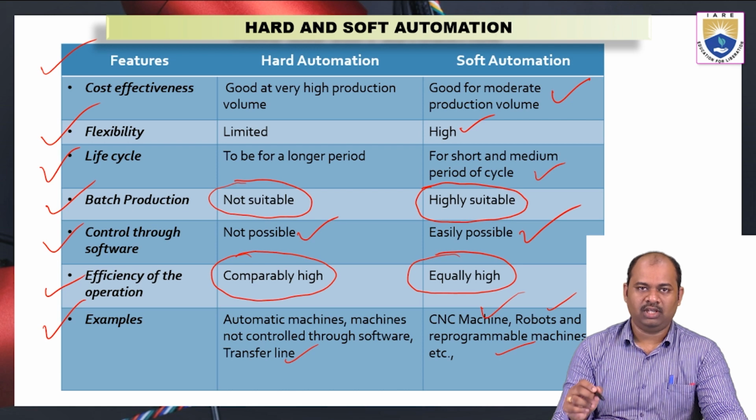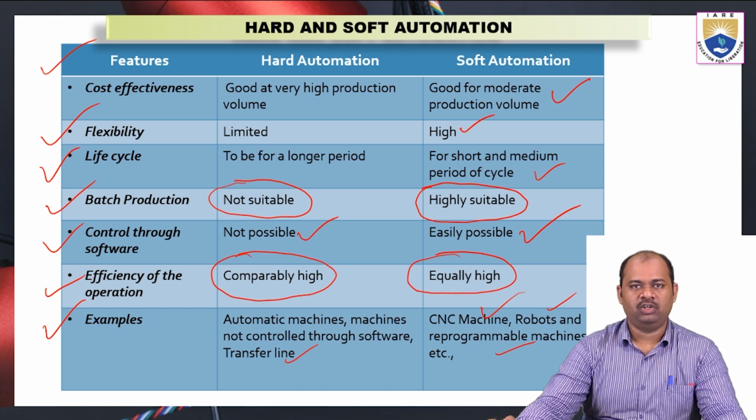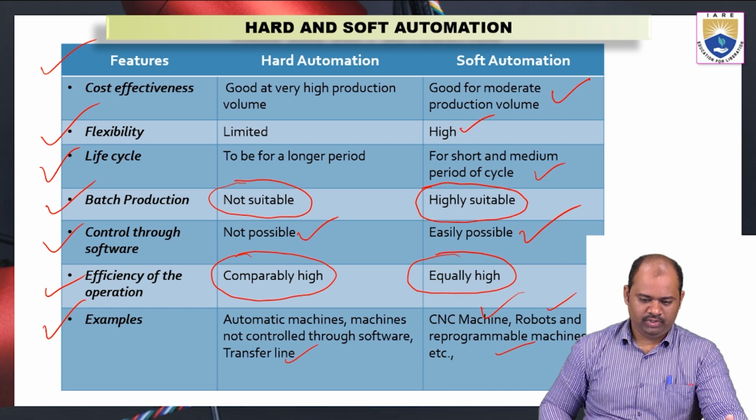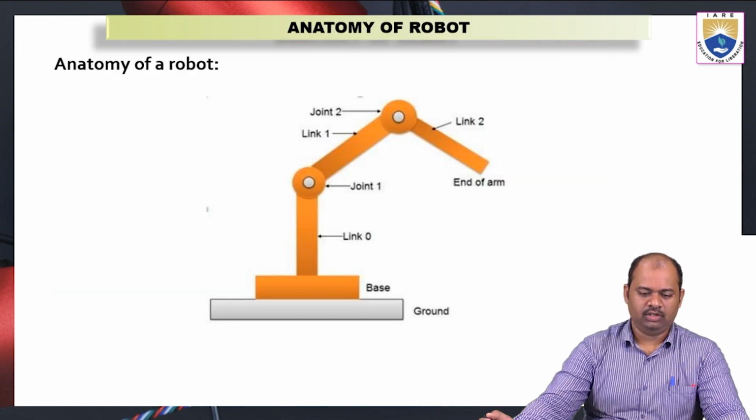We will use soft automation for CNC machines, because we are studying the automated systems related to computer numerical control, and robots. So we will use the robots and CNC machines, which are directly related to soft automation, because we will use software for controlling them. Now we'll go to the next topic.